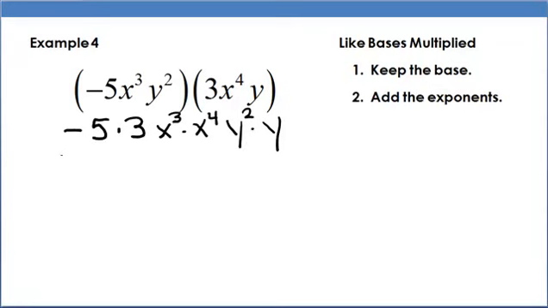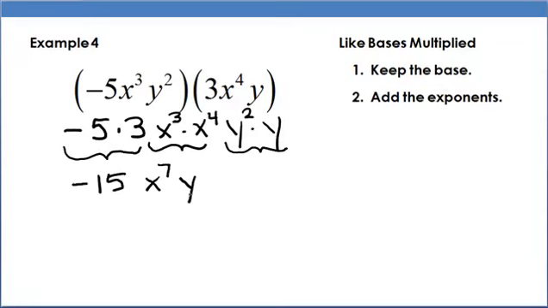And now I'll go across. So for my numbers, I'm going to do plain old multiplication. You only have one negative, that's odd, so it's -15. For my x's, you have like bases multiplied. Keep the base, add the exponents. For the y's, same situation, like bases multiplied. Keep the base, add the exponents. You have to remember to add the 1 for this y. So 2 plus 1 is 3.